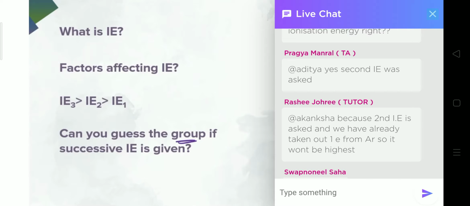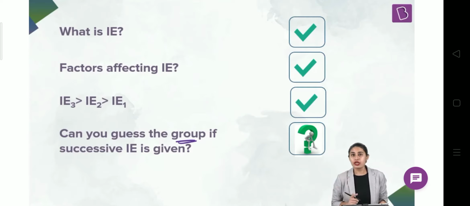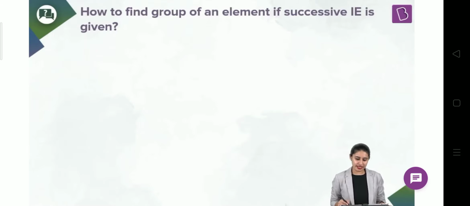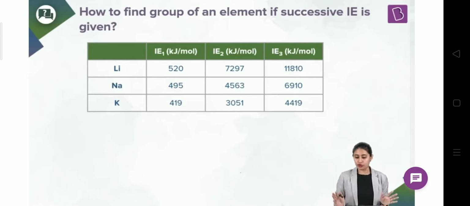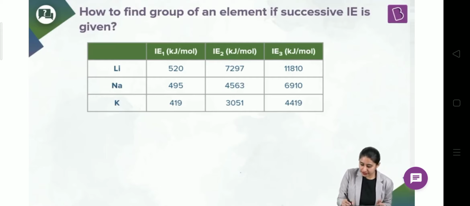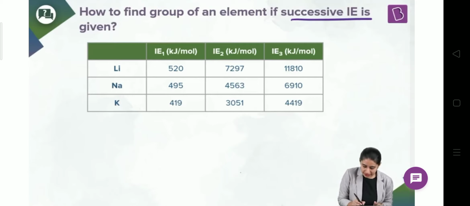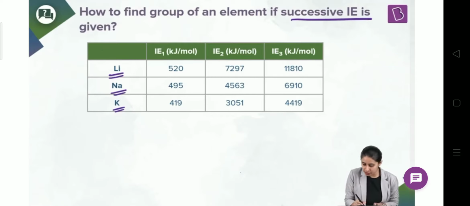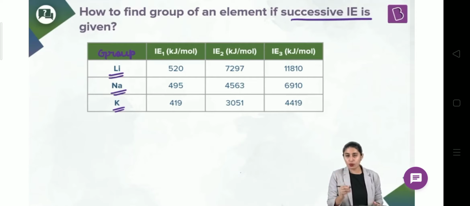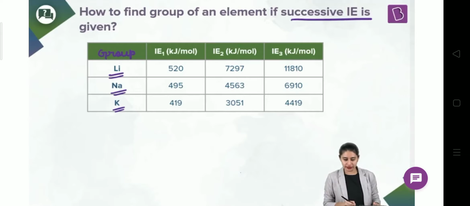So now the next topic of discussion is: if ionization energy is given, can you find the group? So this is very interesting. How to find the group of an element if successive IE is given. All right. So you can see that for lithium, sodium and potassium, that means the same group, the group is the same and IE1, IE2, IE3 is given.